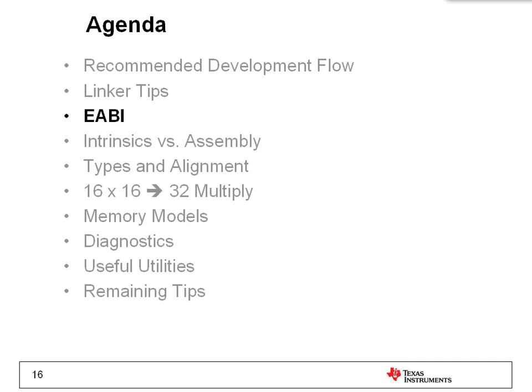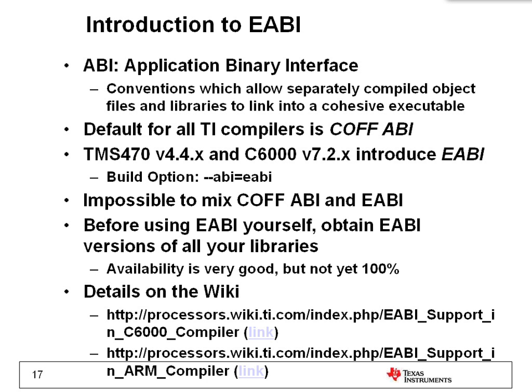Okay, I've mentioned EABI at least once already. Let's talk about this guy. All right, so the first thing I need to talk about is what is an ABI. ABI is a generic industry term, stands for Application Binary Interface. And it's this collection of conventions which allow separately compiled object files and libraries to link together into a cohesive executable. And there's a lot that goes into it.